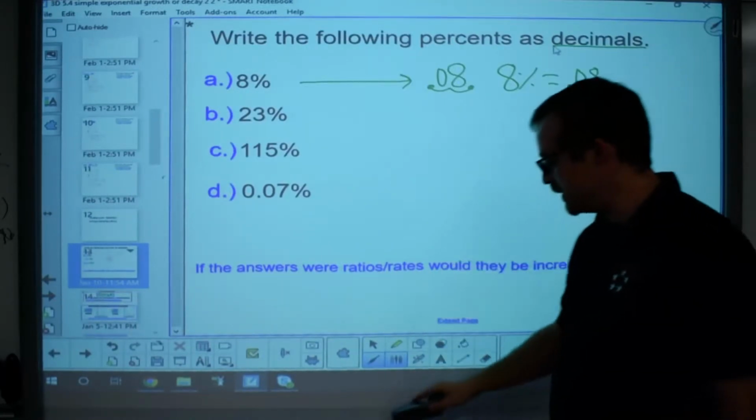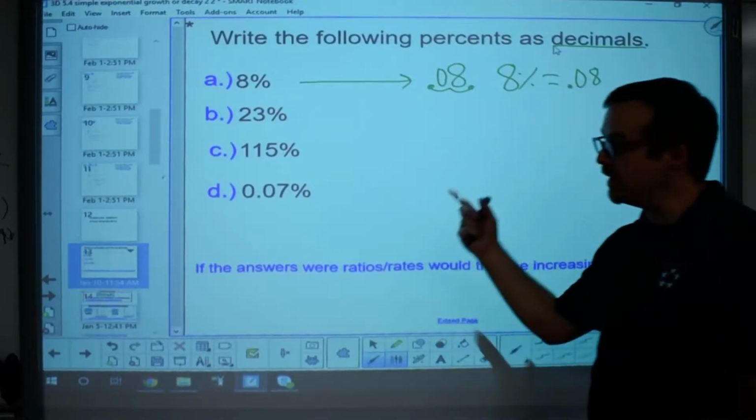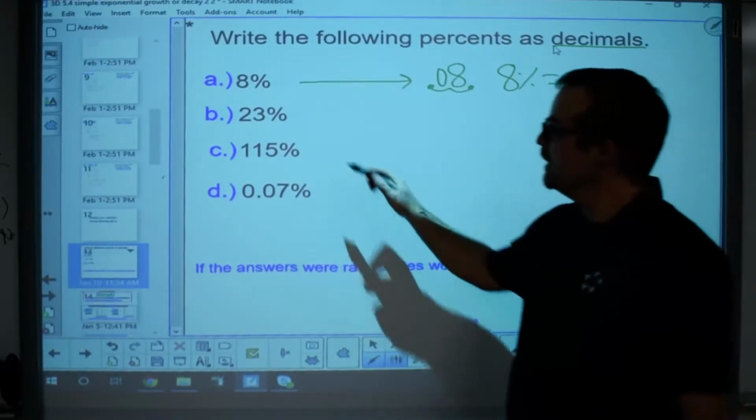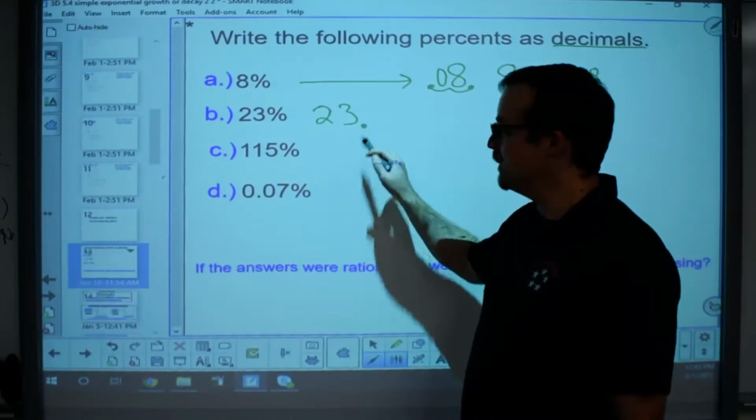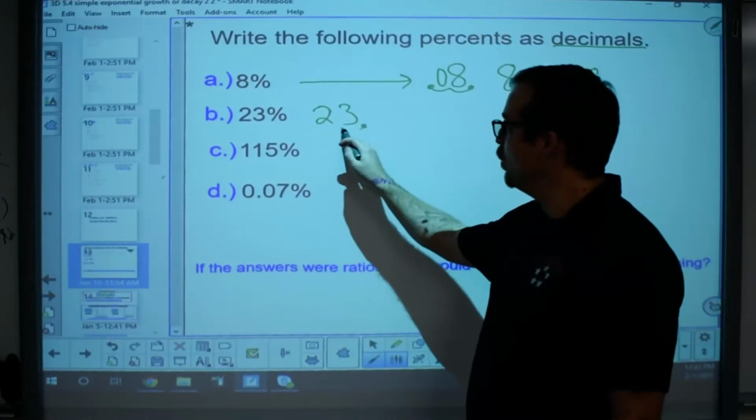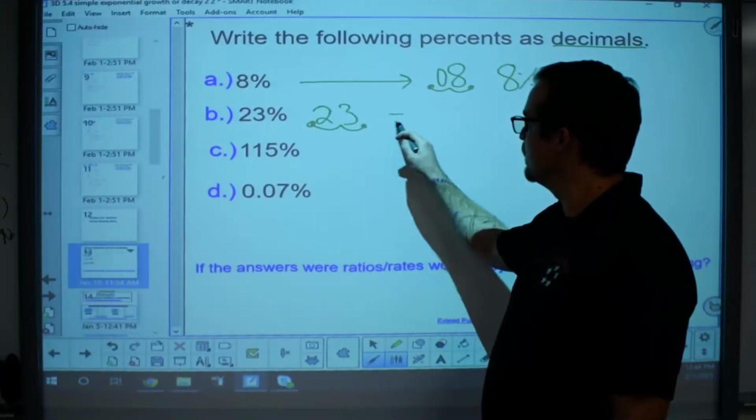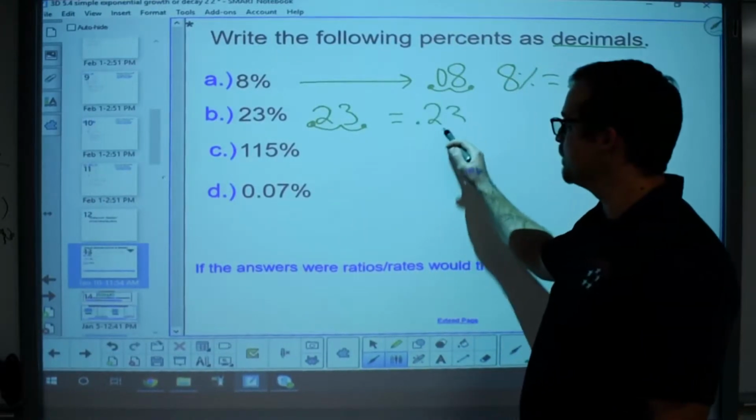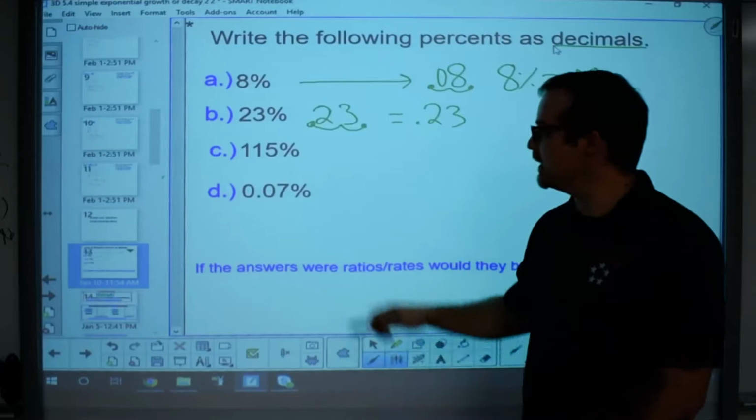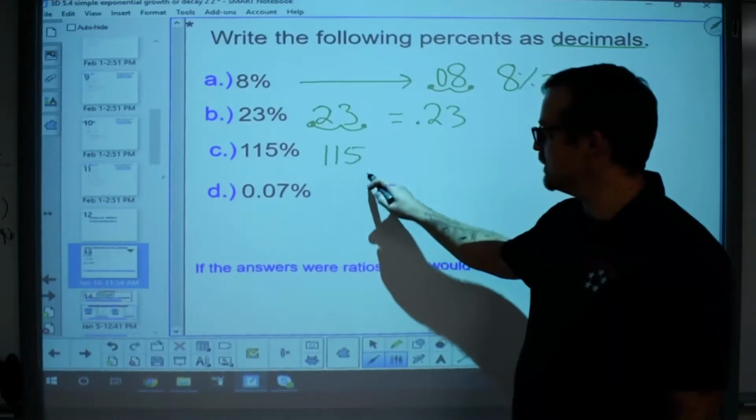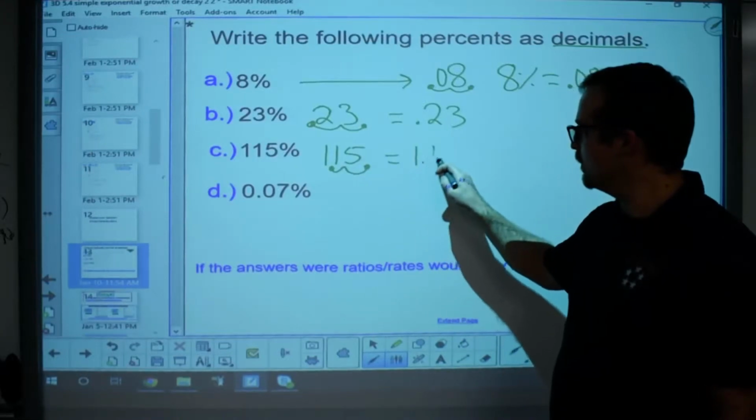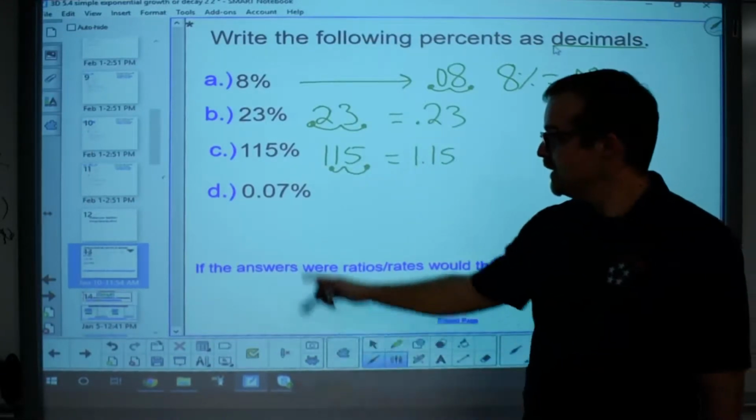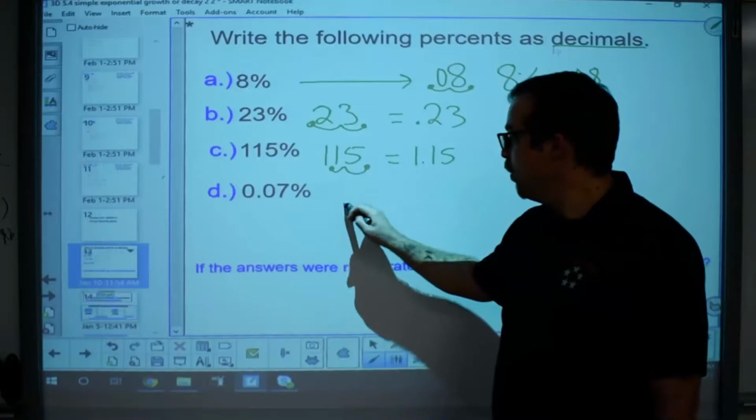And again, if you didn't know how to do that and you didn't pause the video earlier to try it, now try for the rest of them. Okay? 23%. Well, 23% means that the decimal is right here. We need to move it to the left twice, so 1, 2, which gives us 0.23. For 115%, the decimal's here at the end, move it over to the left twice, gives us 1.15 as a decimal. This one tricks a lot of students up.